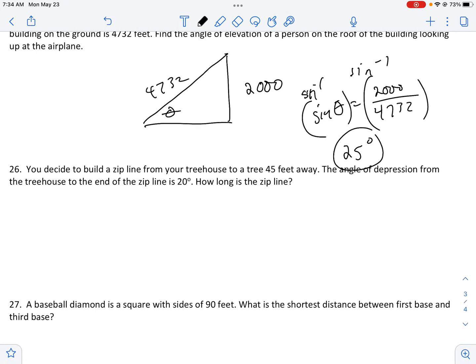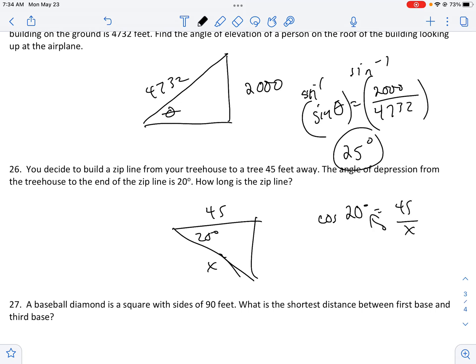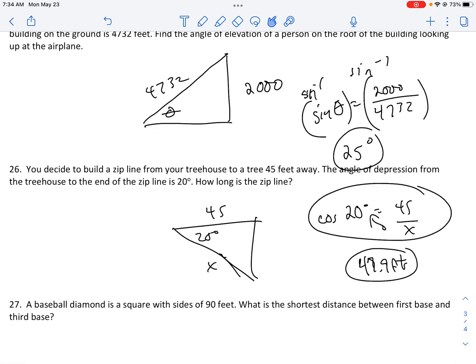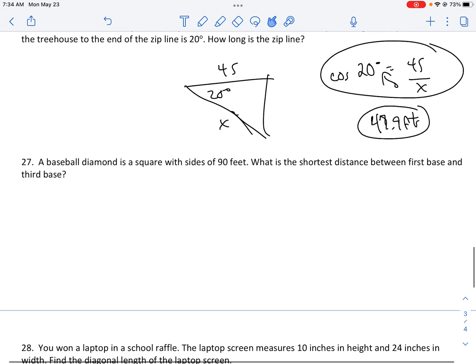You decide to build a zip line to a tree that is 45 feet away. The angle of depression is 20 degrees. How long is the zip line? All right, so we've got cosine this time. So cosine 20 degrees equals 45 over x. Use your magic flip trick, 47.9 feet. So if you're not sure what I did here, just go back earlier in the video when we had these set up and we were trying to solve.